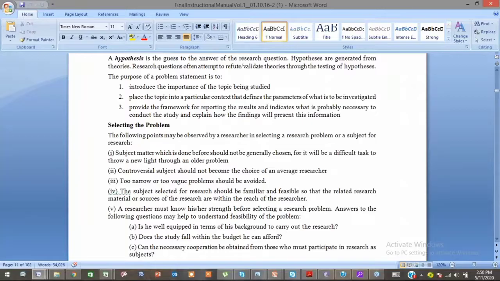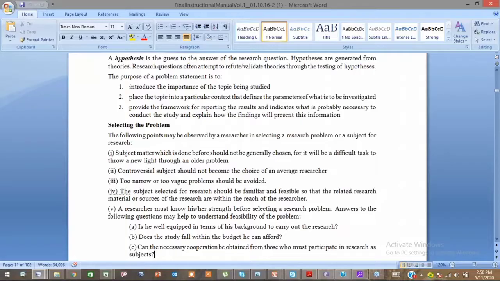One, a subject matter which has been done before should generally not be chosen, for it will be a difficult task to throw new light on an older problem. Controversial subjects should not become the choice of an average researcher. You need to be careful. There are some topics that are highly controversial: mental, physical, emotional subjects, religious matters, and political matters. So researchers should not make that their first choice. It's only when there's no option, of course.